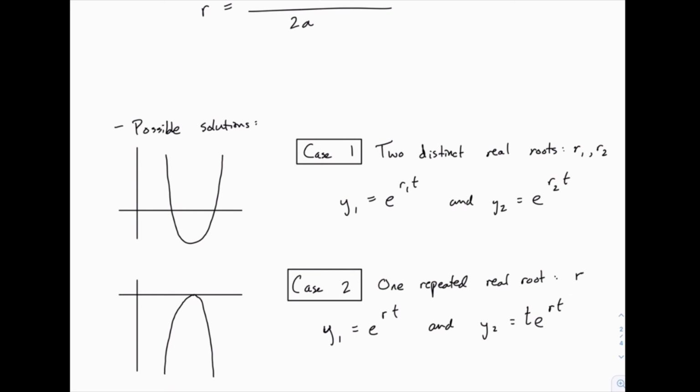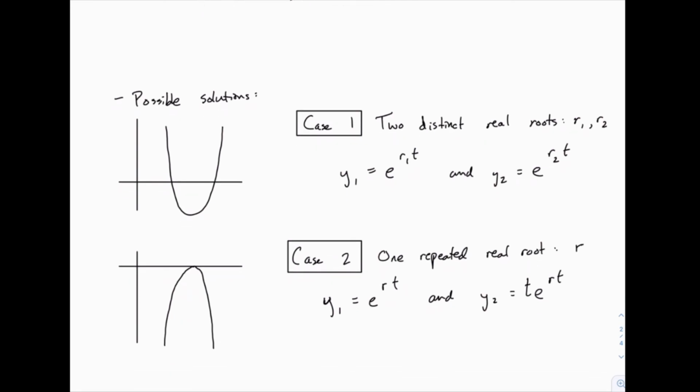So as I mentioned, with linearly independent solutions, there's one case where we need to be aware of that, and that's this case here, where we have a single value for r. We need a special solution for y2, that's t times e to the rt.